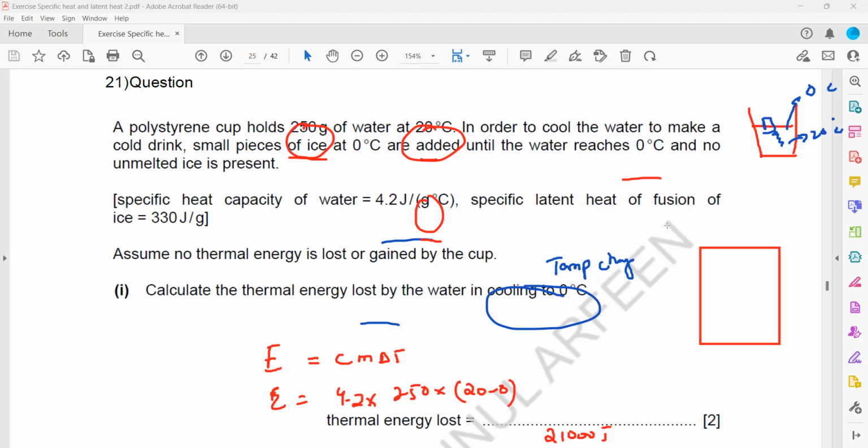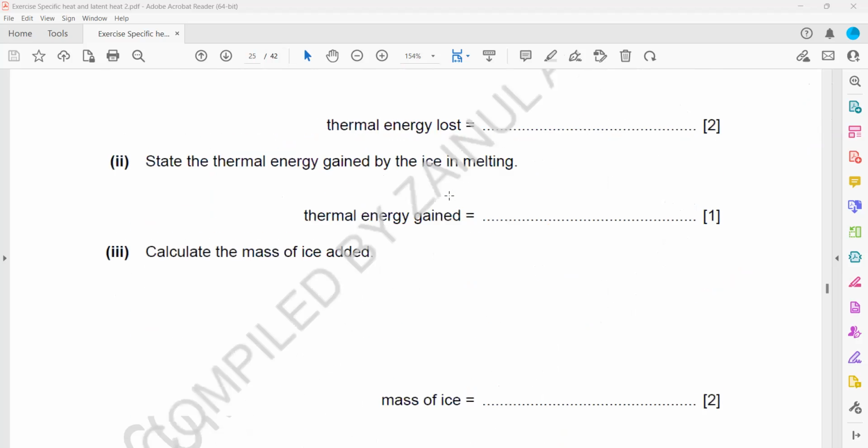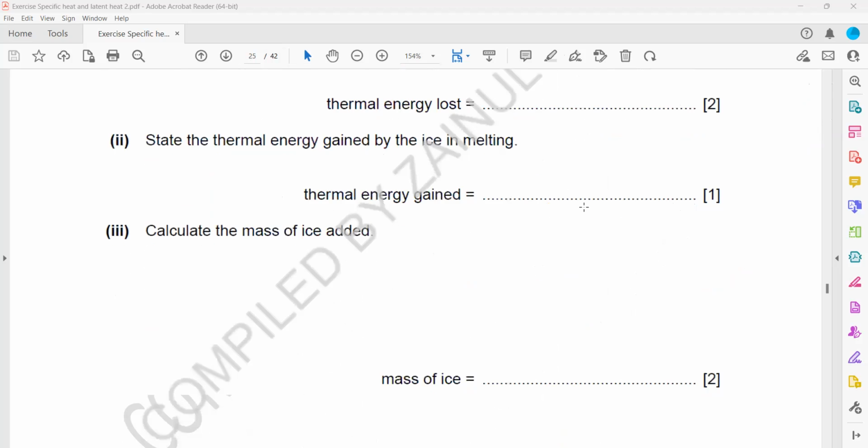The temperature change is a scalar quantity, so the sign does not have too much significance here. And what is our assumption? Our assumption is that all of the energy which is lost by the water is gained by the ice. So water is losing energy, the ice will gain. If water loses 21,000 joules of energy, we assume all the energy is gained by the ice. So the same answer you will write here, 21,000.